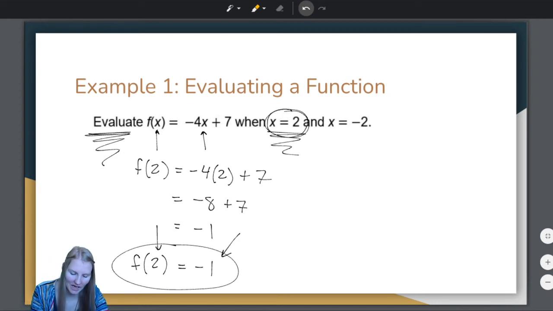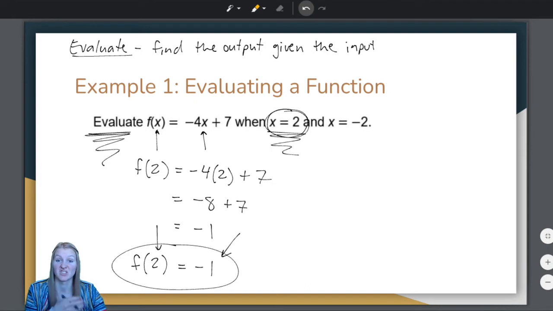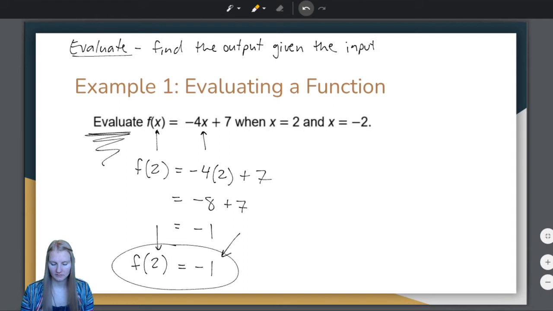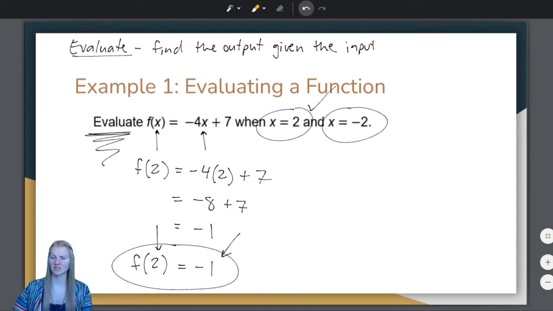And let's write that down. Evaluate: find the output given the input, or given this input. Given x equals 2, find the output. So now we've evaluated when x is equal to 2. We did that. Now, what about when x equals negative 2?